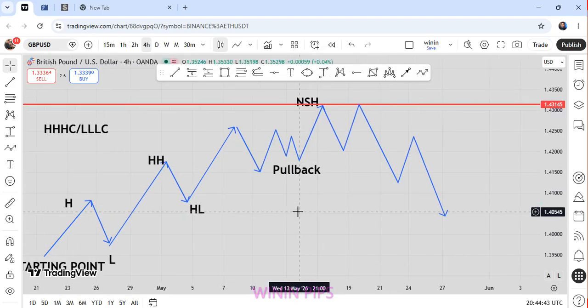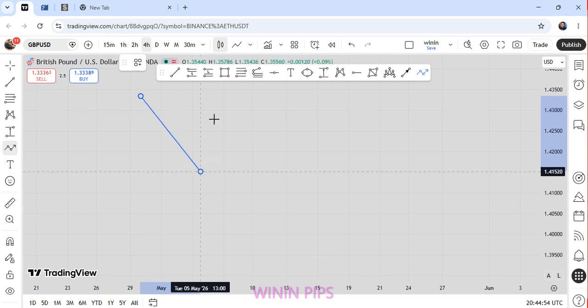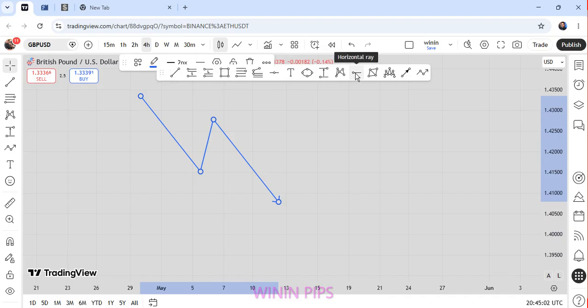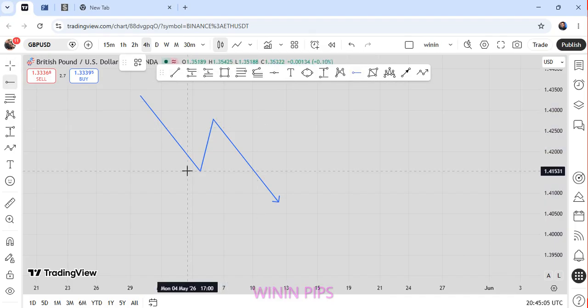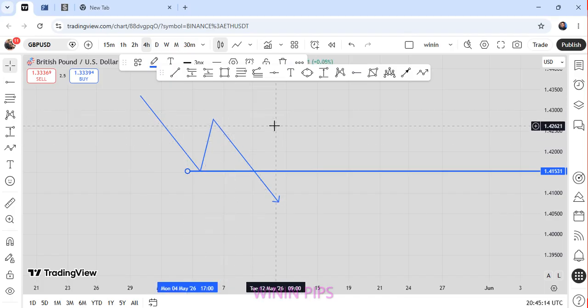Now let's quickly look at the downtrend scenario too. So this is our starting point. Come down, pull back, come down. So the same thing. So this is our low. Before this will be our new low, that's the lower low. That's where you get the lower low, lower close.